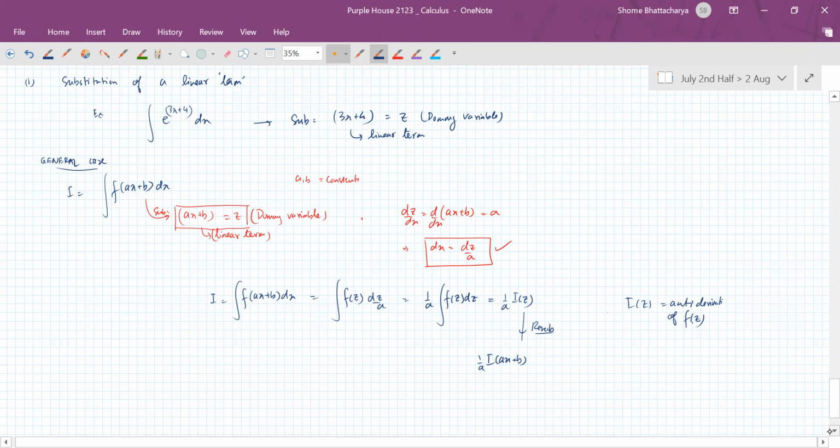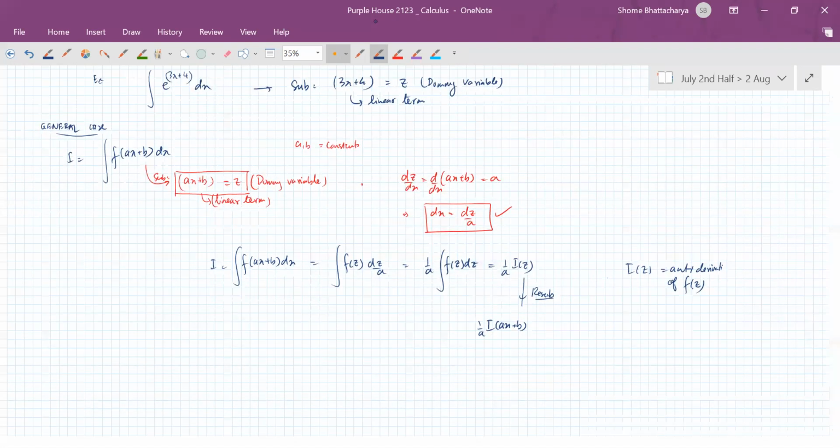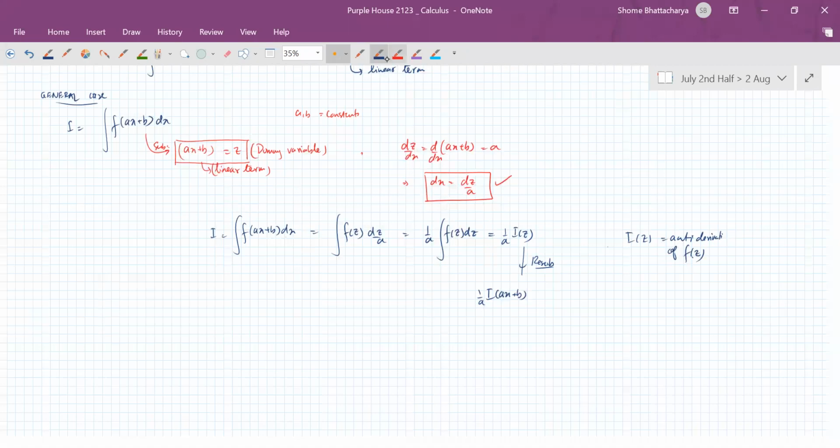Yes, Piyu, you have a question? Sir, at the last step you removed 1 upon a and then wrote F(z) as the antiderivative, right? Yes, this is the antiderivative. Capital F of z is the antiderivative of f(z). So don't worry about this symbolic language. When we do an actual example, this will become clear.